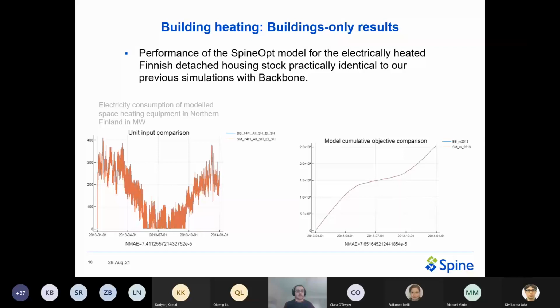On the bottom here, I have also included the normalized mean absolute error between these two models, and it's pretty insignificant. And similarly on the right, I have a figure about the cumulative objective function value comparison between SpineOpt and Backbone, which again, you can't really even see the difference.